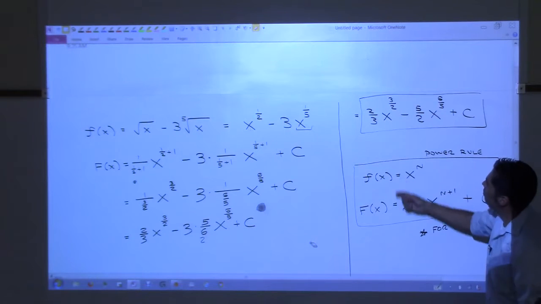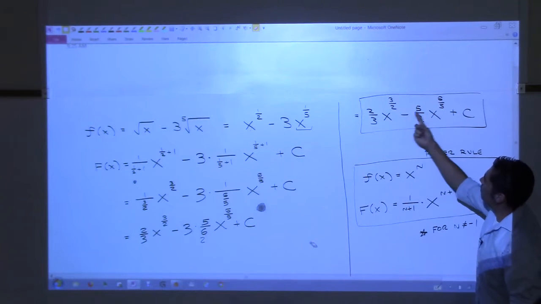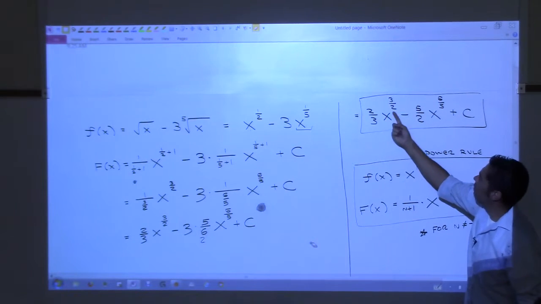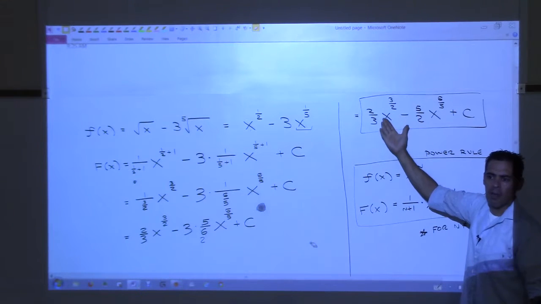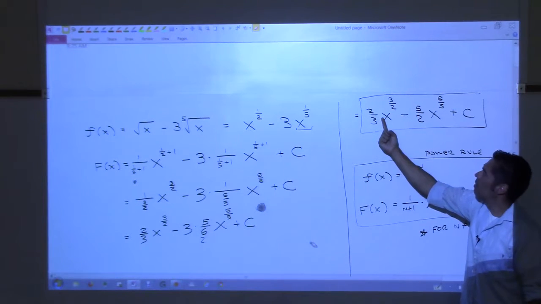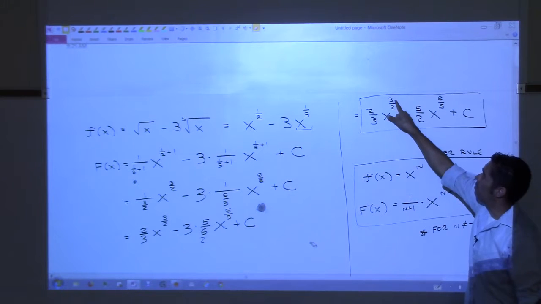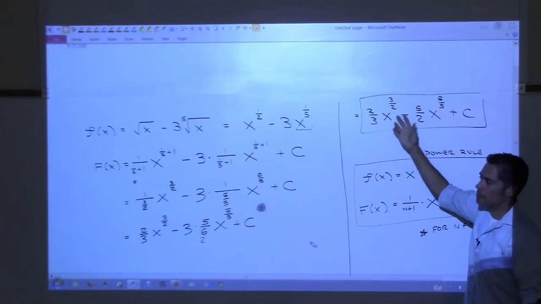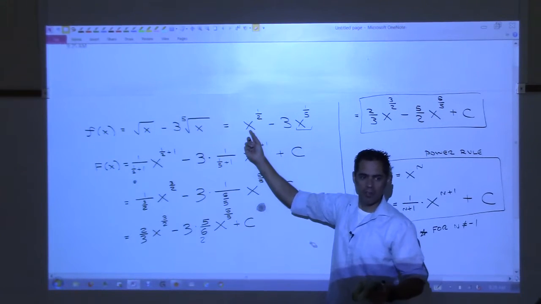So should we check it real quick? If we take the derivative of this, we pop that 3 halves out, right? 3 halves is going to hit that, and it's going to go away. It's going to become a 1. Then I'm going to reduce the power by 1. So 3 halves take away 1 is 1/2. So I'm here. So that's good news.